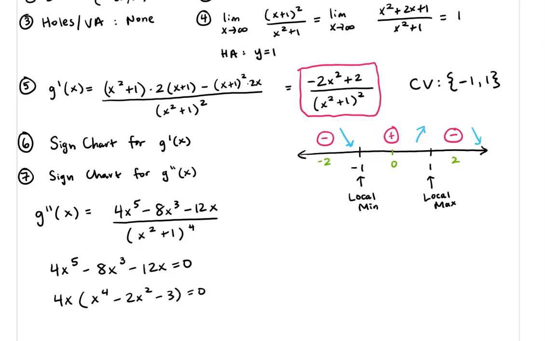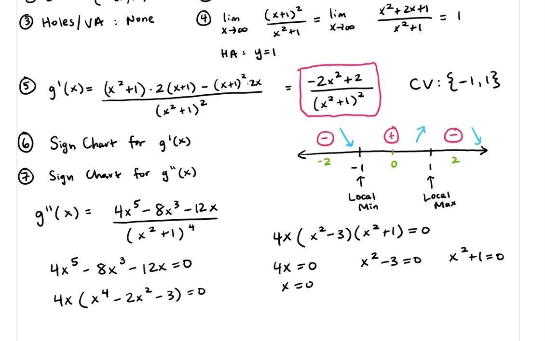And this is what I like to call a quadratic in disguise. It's a degree 4 polynomial that's left over. However, we could factor this quite nicely. So that's going to turn into 4x times x squared minus 3, and then x squared plus 1 is equal to 0. And we can set each of these things equal to 0 using the zero product principle.